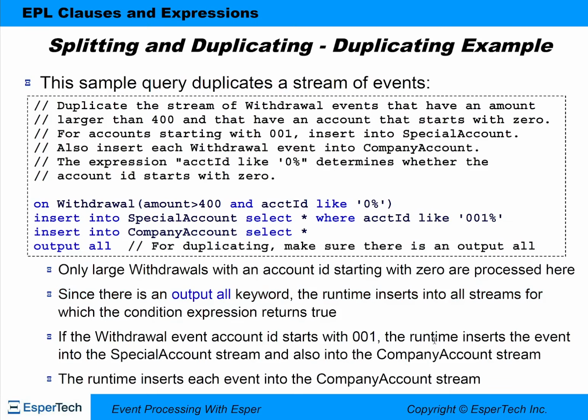If the withdrawal event account ID starts with 001, the runtime inserts the event into the special account stream and also into the company account stream. The runtime inserts each event into the company account stream.